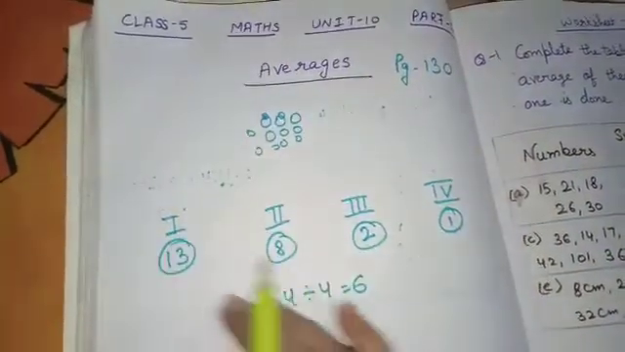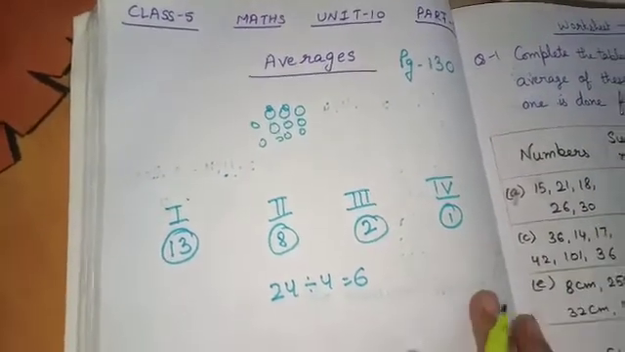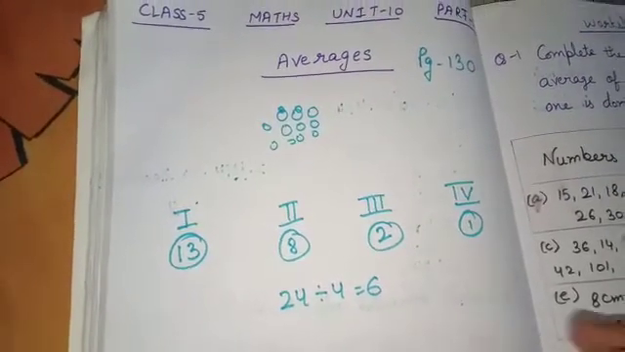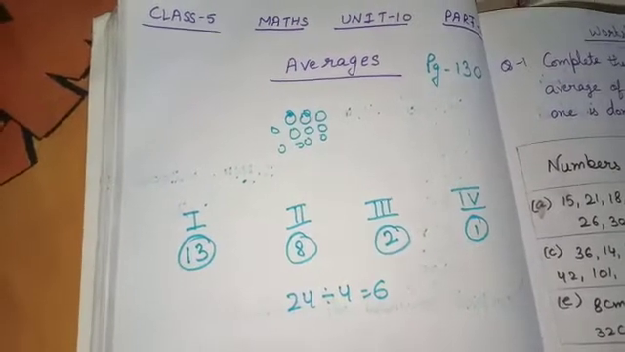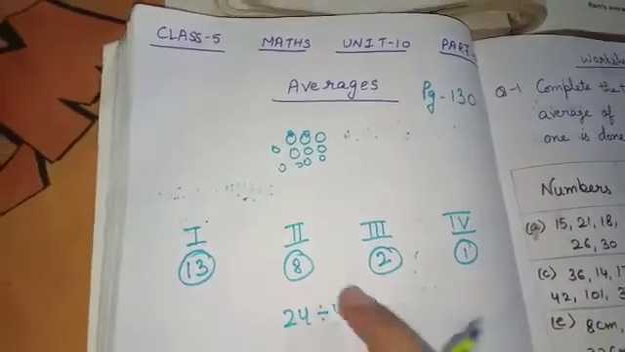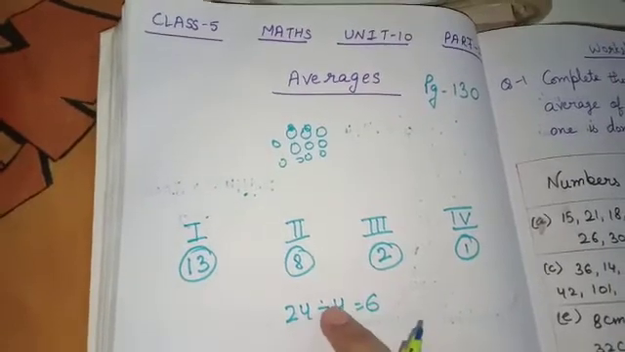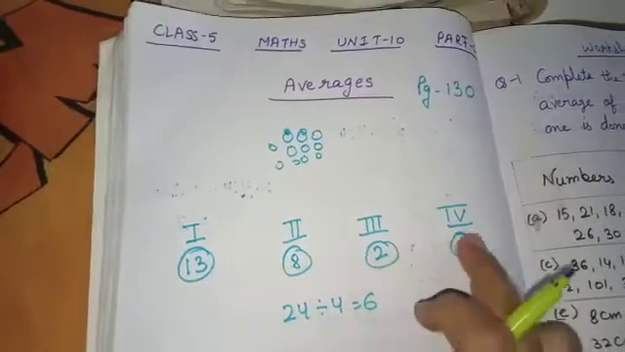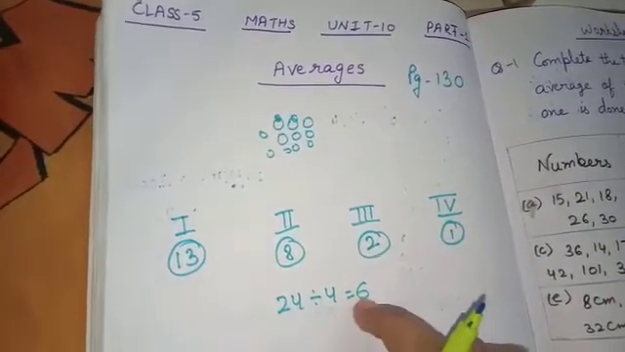So in this situation we observe that on average each child must get 6 sweets, or we can say that the average number of sweets each child gets is 6. To find the average of a group of numbers, a group of things, divide the sum of numbers, meaning the total number of things, by the total number of addends. Addends means the parts into which the things are to be divided. That 6 will be the average.